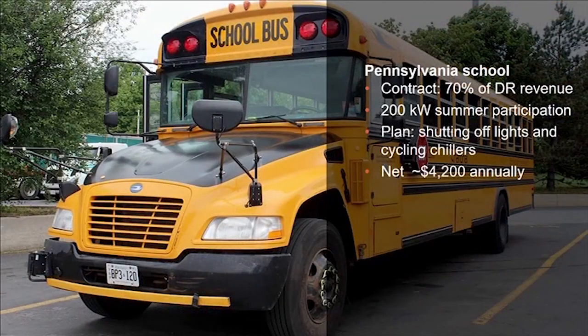In PJM, more specifically the eastern part of Pennsylvania, a local high school was able to establish a demand response strategy for the summer. The strategy focused on the summer period and included shutting off lights and cycling their chillers to capture 200 kilowatts of curtailable load. The 2016 participation of this load response resulted in $4,200 annually after the aggregator took their 30% share. Let's take a look at how the operational and financial flow worked in this scenario.